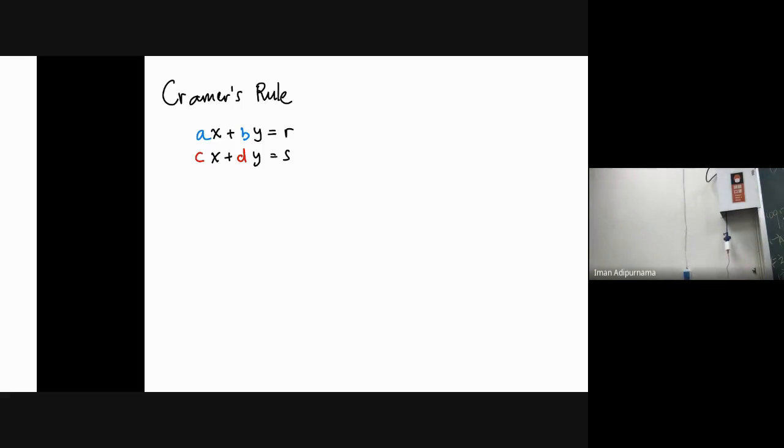Okay, now if you want to solve this, I want to use the elimination method to eliminate the by and dy. Okay, so I need to multiply the first equation with d and the second equation with b, so that this will be bdy and this is also bdy, and then I can subtract them, and it becomes 0. Okay, so let's do that.